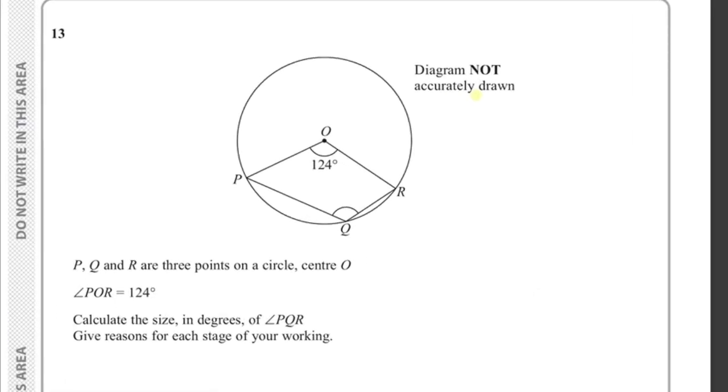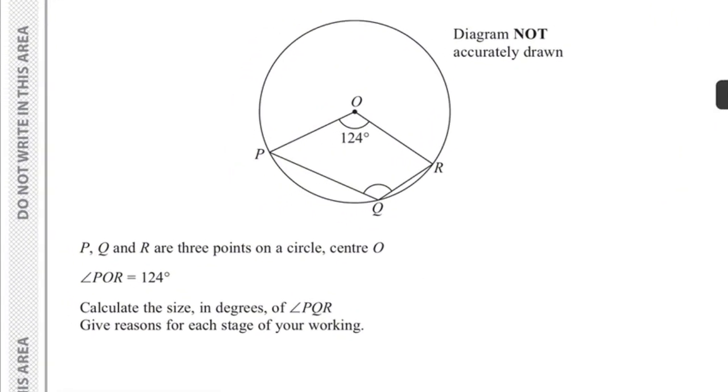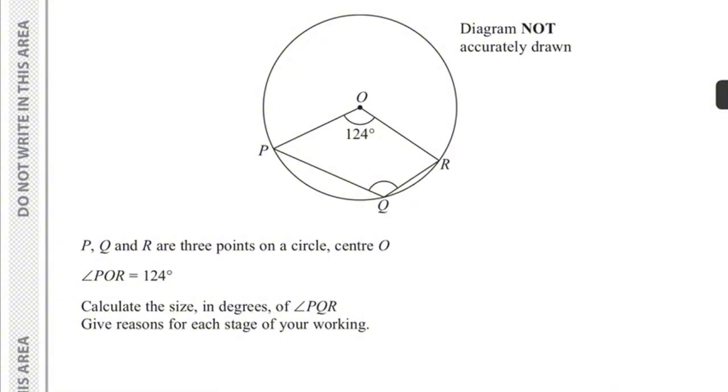So today we're going to start the video by solving question number 13. This is a circle theorem question. Let's read it out. P, Q and R are 3 points on circle center O. Angle POR is 124 degrees. We can see that. Calculate the size in degrees of PQR. Give reasons for each stage of your working.